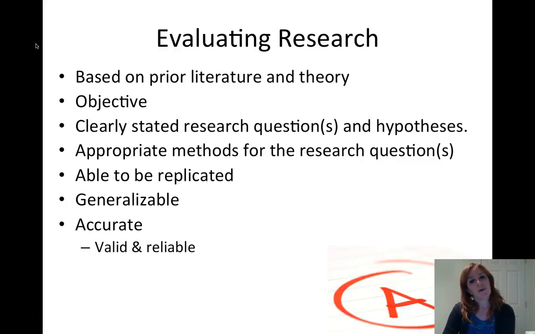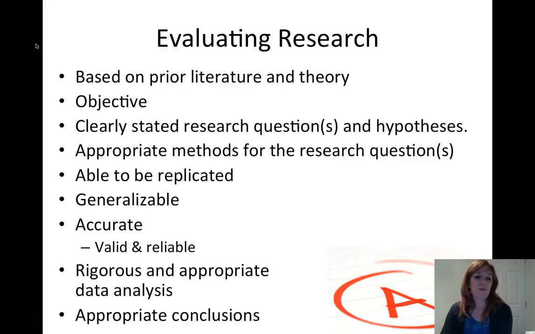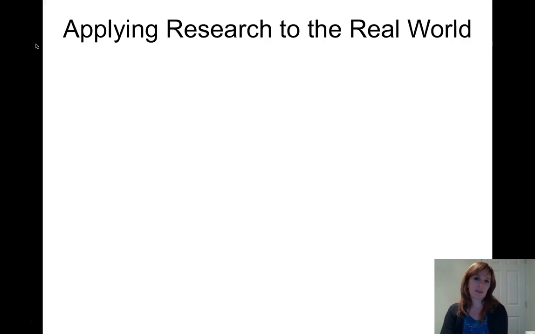We'll talk a bit more about evaluating accuracy of research, particularly validity and reliability, and thinking about rigorous and appropriate data analysis, and whether the conclusions then are appropriate based on those analyses and on those results. So this is a main piece that I want you to get out of this class, to be able to move forward and understand the research literature, to be able to understand when methods are appropriate for different kinds of research, and to be able to evaluate each of these different points so that you can understand the quality of the evidence and think a little bit about how to apply that evidence.